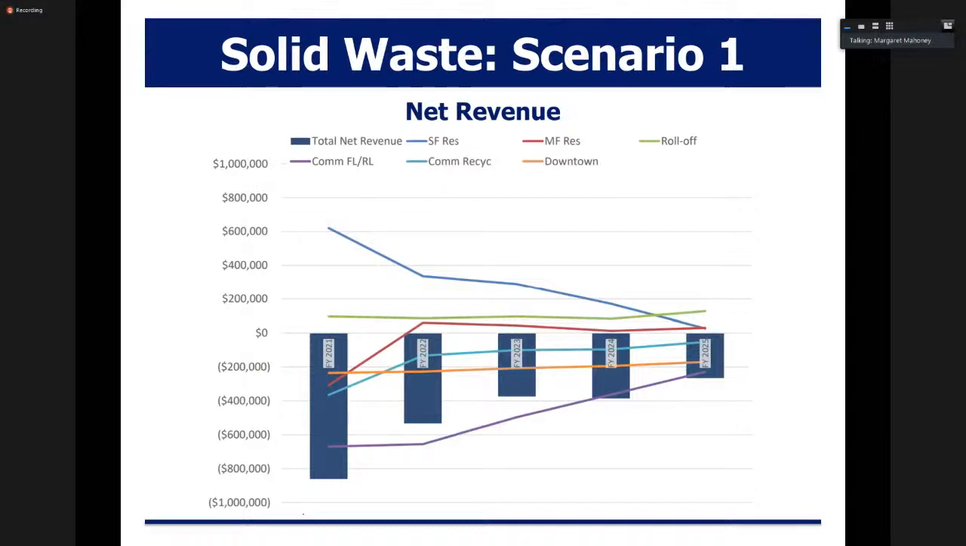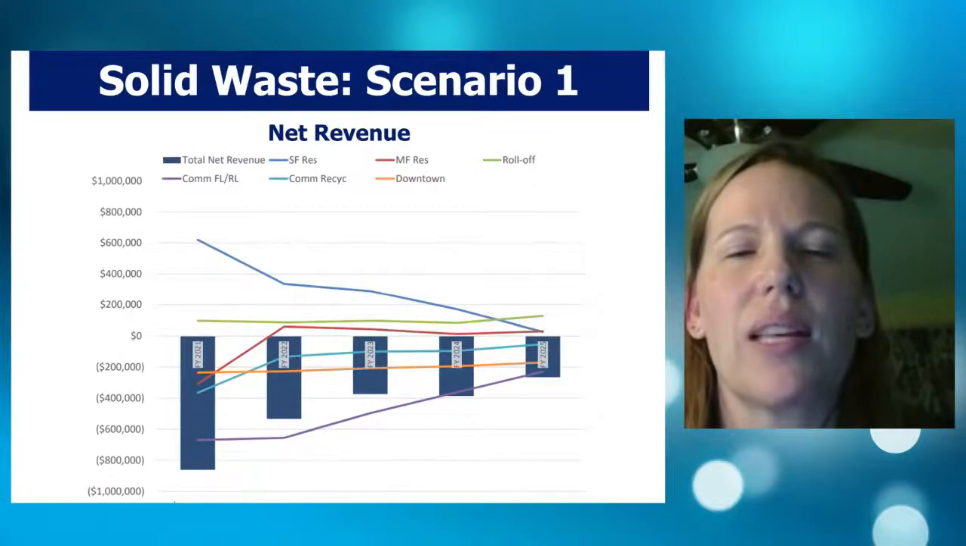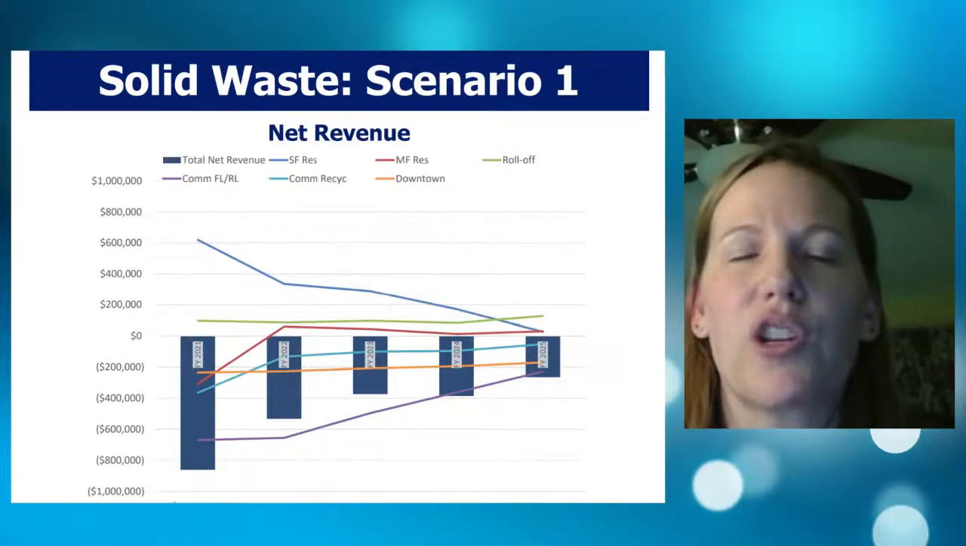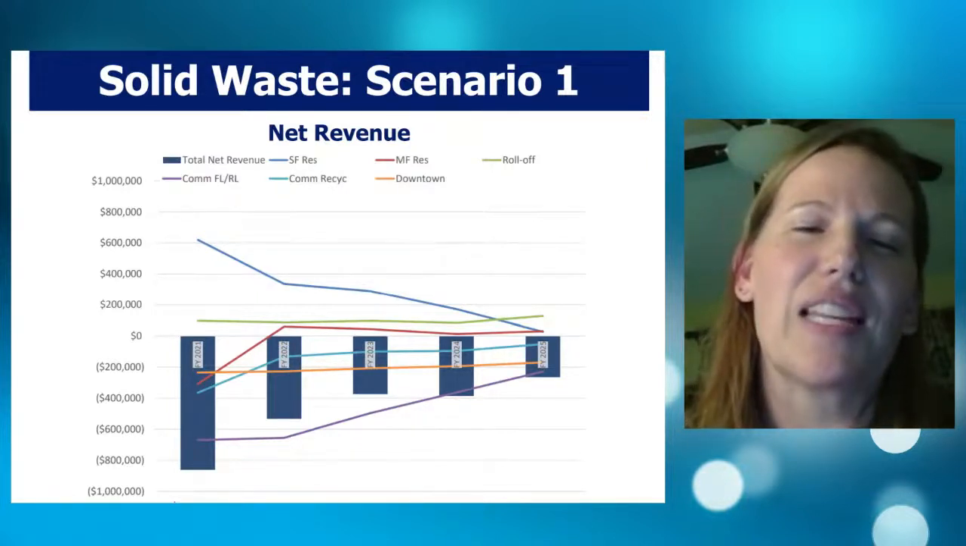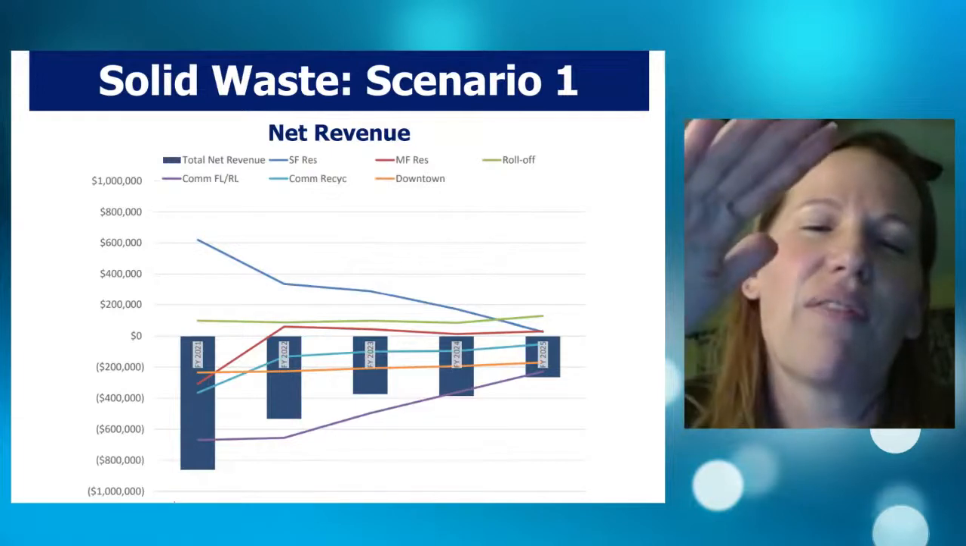And then our deficit spending itself, in 2021, we are still deficit spending, but in this case, it's just over 800,000. And then it is getting better as we get to 2025, we're only just over about 240,000 deficit spending in 2025. So this just goes back to our initial slide where we said we learned that single family residential was over recovering and commercial was under recovering. You're seeing those lines very far apart, and then we're trying to bring them closer together.